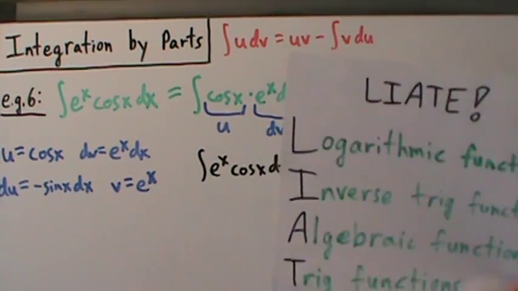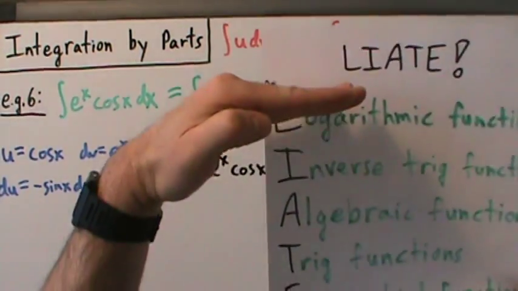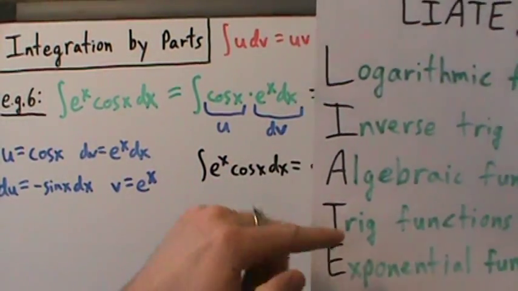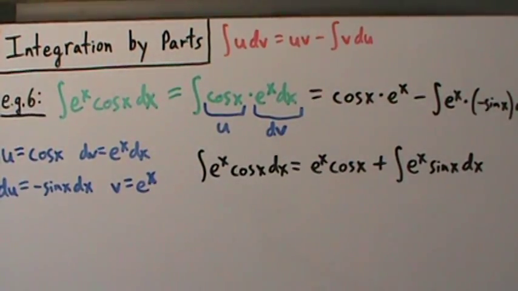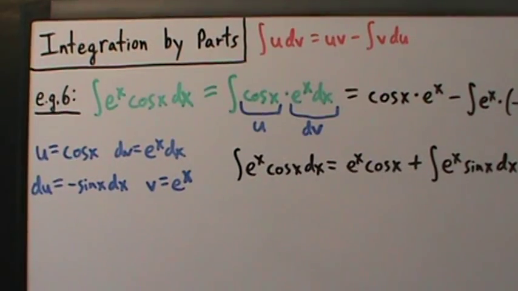So if we follow this LIATE rule, how do we pick our u? Well, we start at the top of the list and work our way down. The first thing that appears is a trig function, so we let u be that again. Also, I want to point out, we talked about it in an earlier video, so I don't want to spend too much time talking about it again.